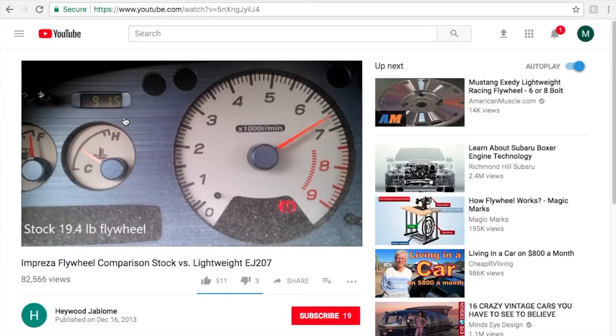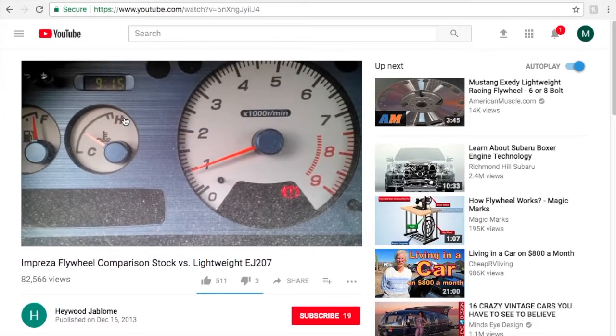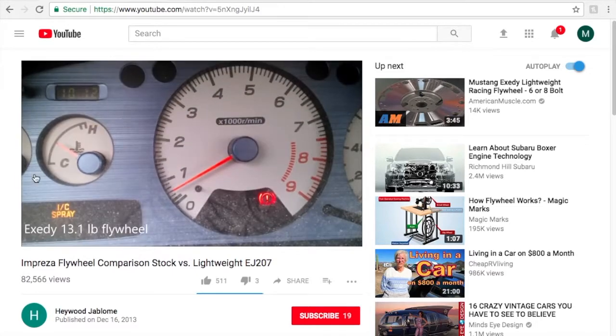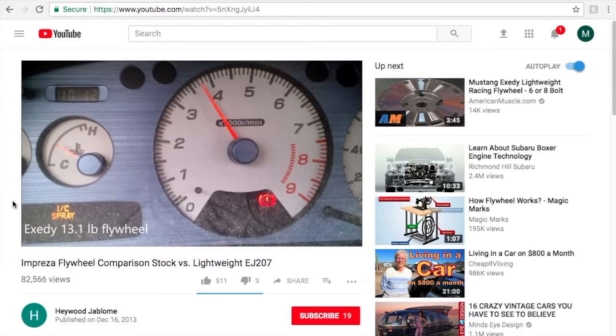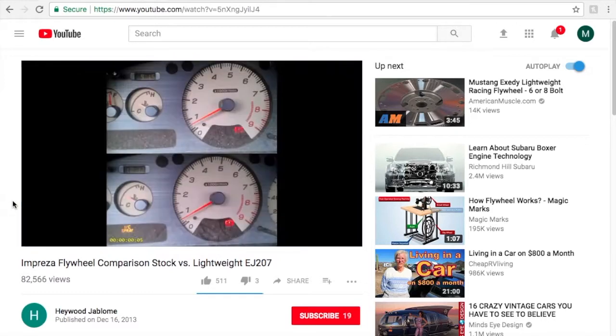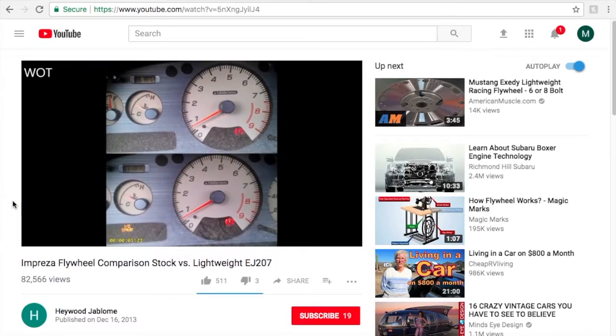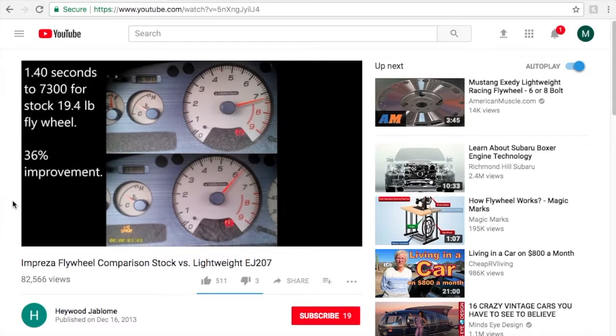To really visualize this graph, we're going to take a quick break and look at a YouTube video, one with a regular flywheel and one with a modified flywheel. As you see, in the modified flywheel case, mass is decreased and the acceleration is increased.